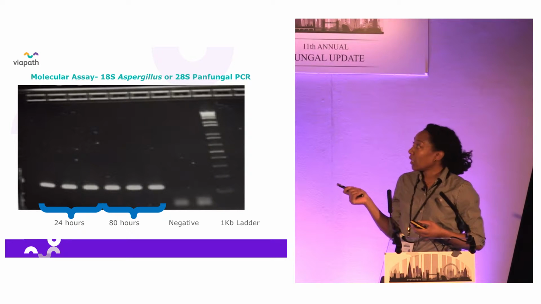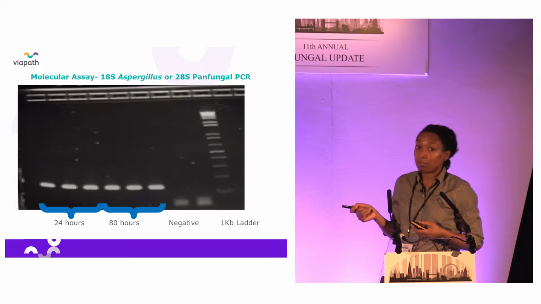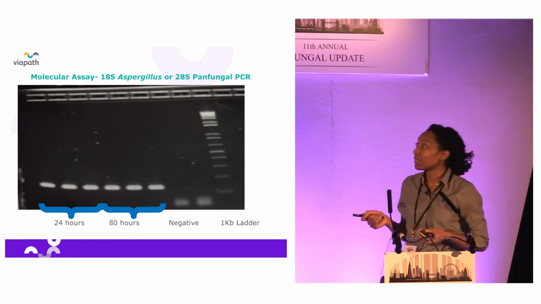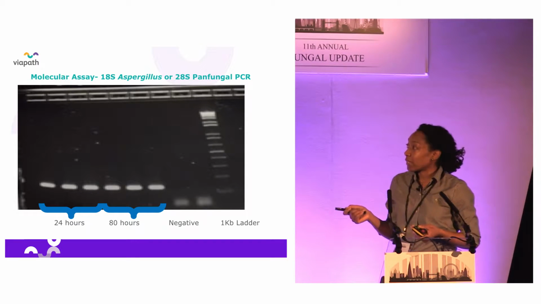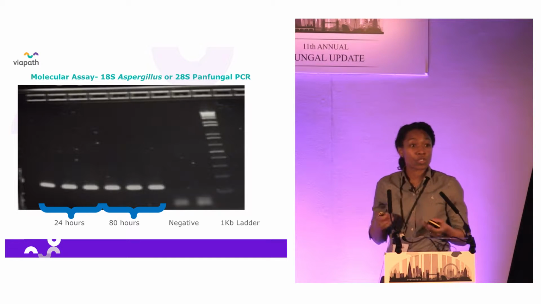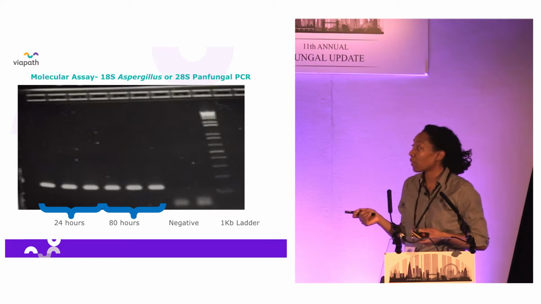This is a gel demonstrating that when 28S pan-fungal PCR is applied to culture-grown material at 24 hours and 80 hours for Aspergillus fumigatus, it produces the expected band size. The amplicon has the same intensity across those two time points, so it isn't easy to distinguish between those two time points.